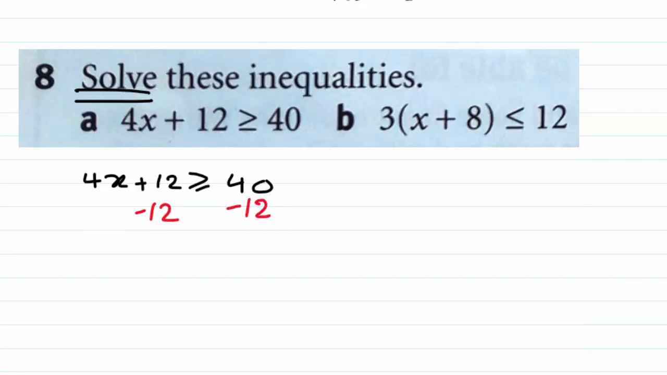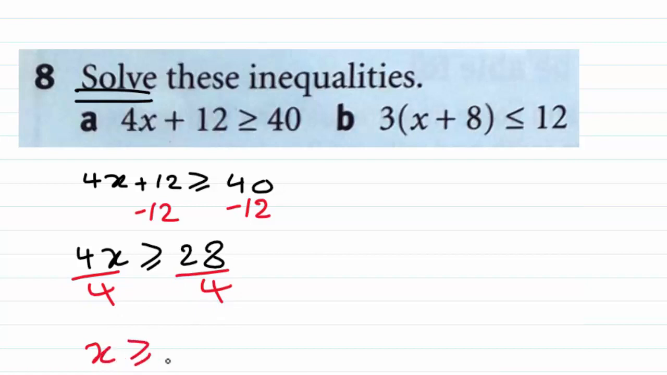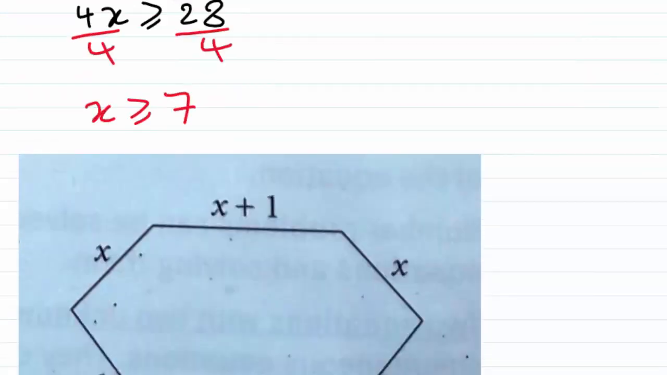Then what's remaining on the side is 4x greater than or equal to 40 minus 12, which is 28. Then to get rid of this 4, we divide both sides by 4. Divide 4, divide 4. And x is greater than or equal to 7. This is the solution. Whenever you see brackets, expand the brackets, then do similar steps, and you get the solution.